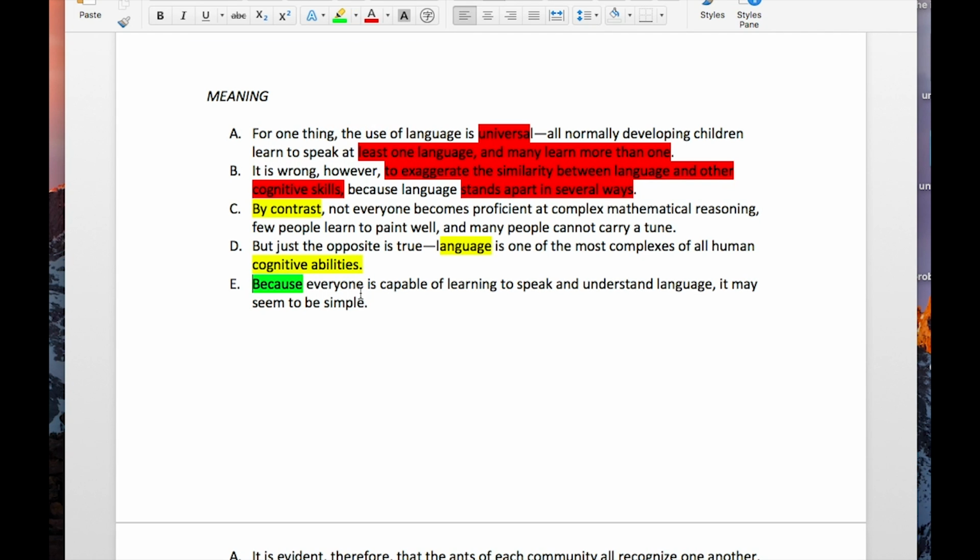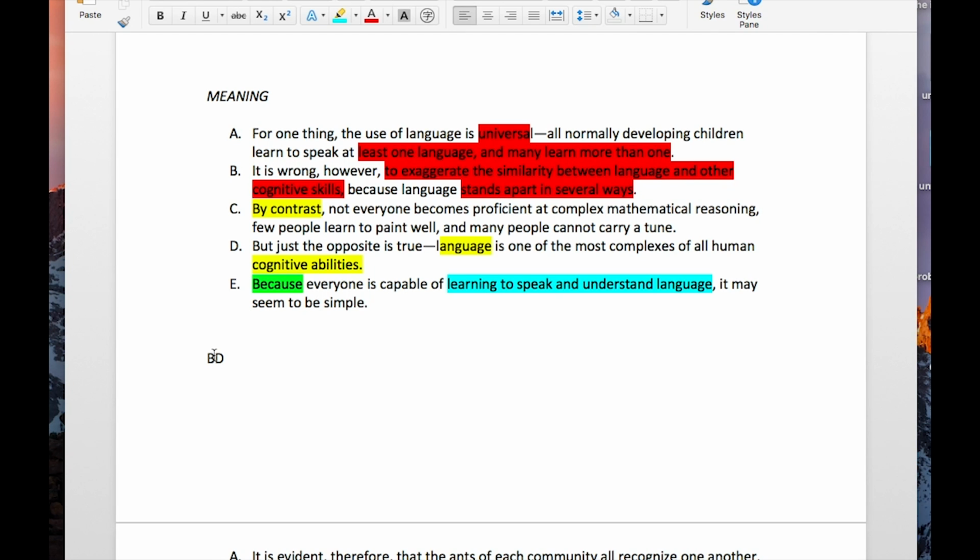Because what? Everyone is capable of learning to speak and understand language. And it seems quite simple. Okay, so now we need to decide which sentence is something that I mentioned before and had something that is unique. So far, we have two sentences about language and cognitive skills, which are B and D. So B and D are two sentences talking about a similar thing.